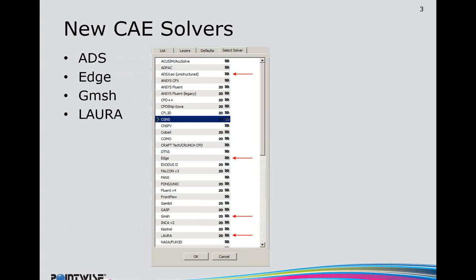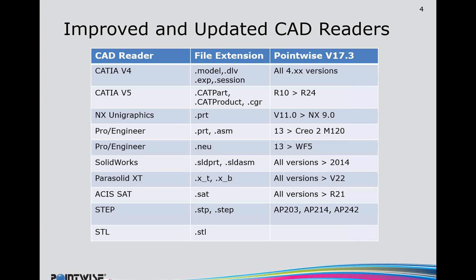First of all, for I/O, we've added in our CAE selection select solver panel 4 new solvers: ADS, Edge, GMesh, and LARA. And these are all highlighted in the image that I've taken here from Pointwise of the select solver panel. Additionally, we continue to always update the versions that we support for our native CAD file readers, which of course are provided with Pointwise. And so this table here highlights the versions that we now support for 17.3. Most of these have been updated, and so you can refer to this table for your particular CAD format that you like to use and see which version we're now up to for your particular package.